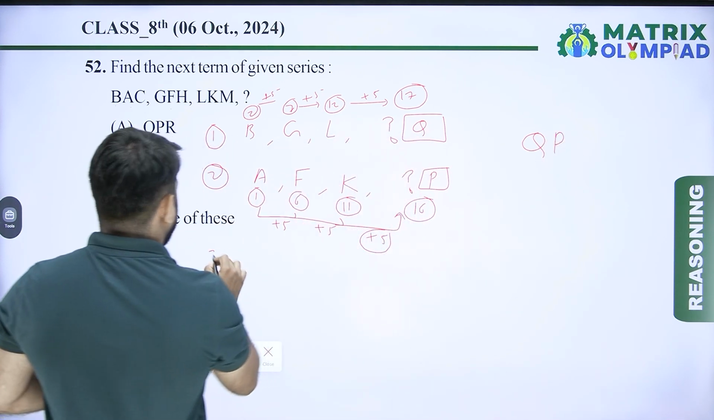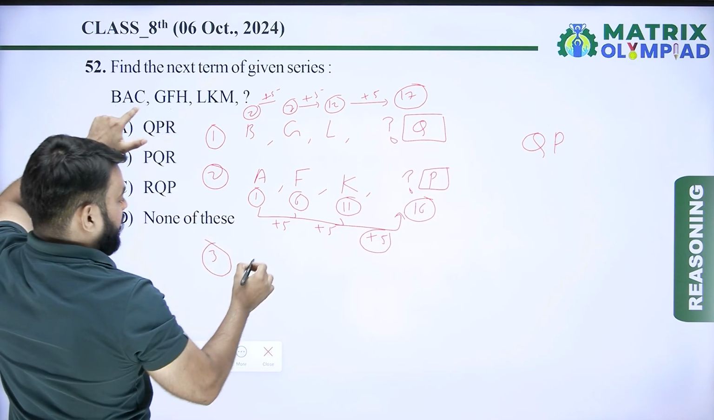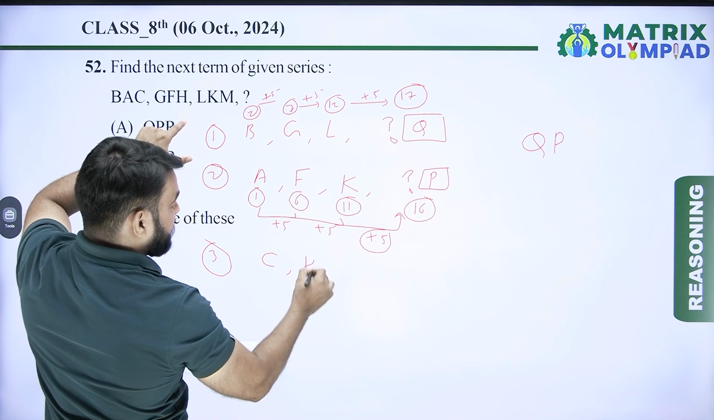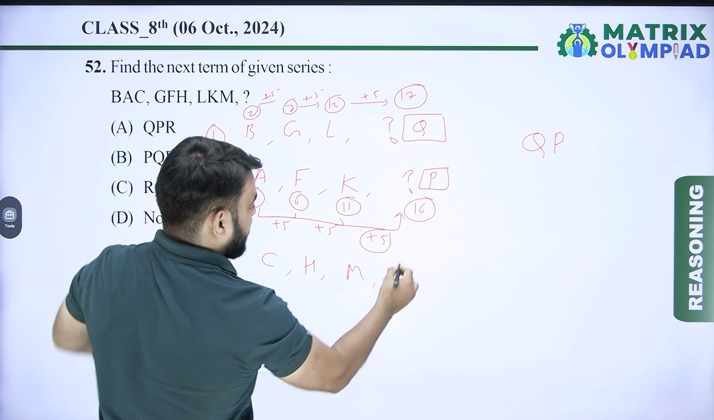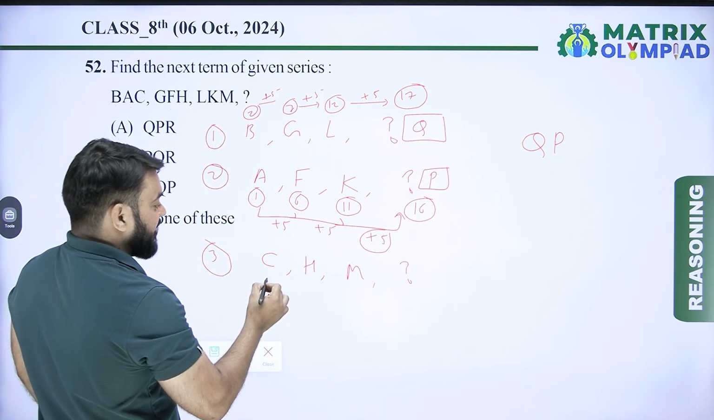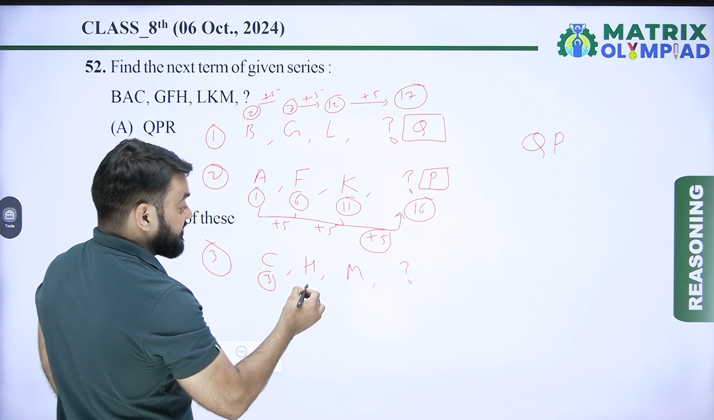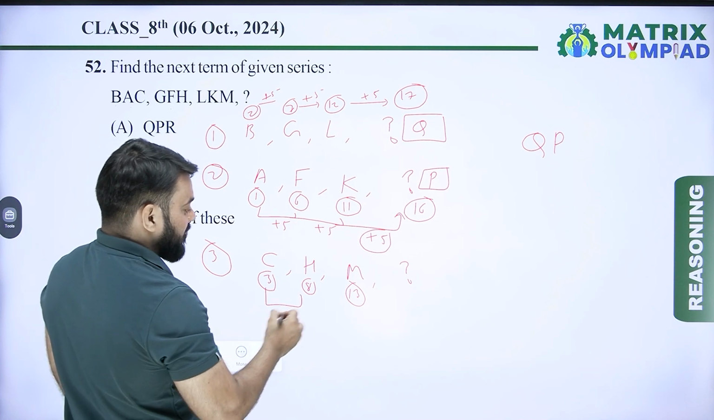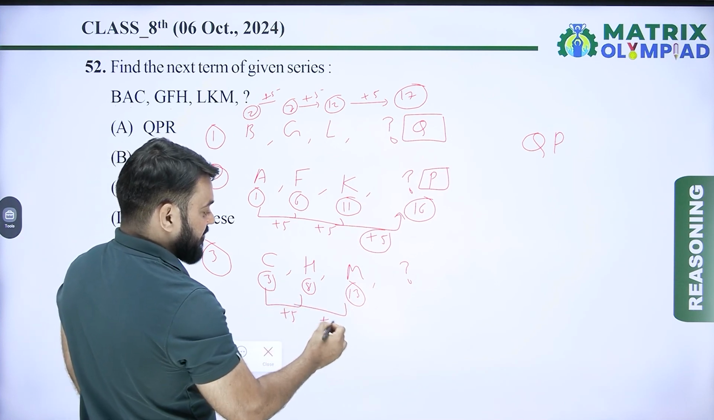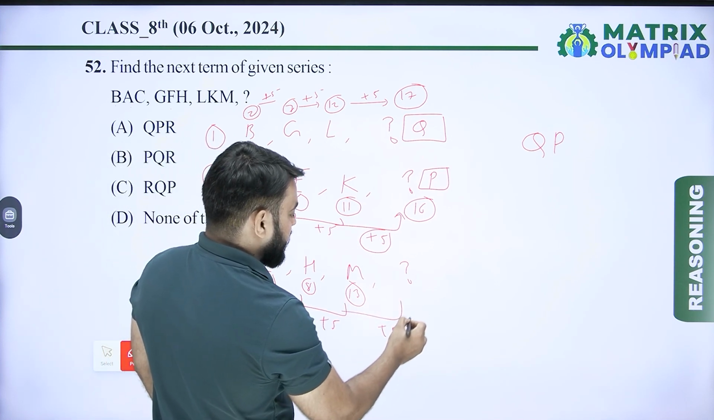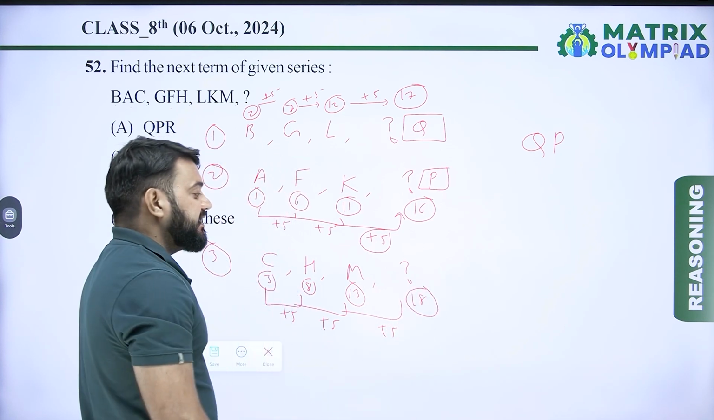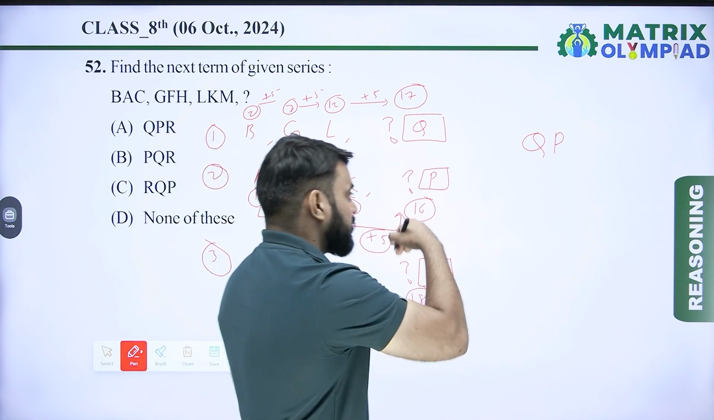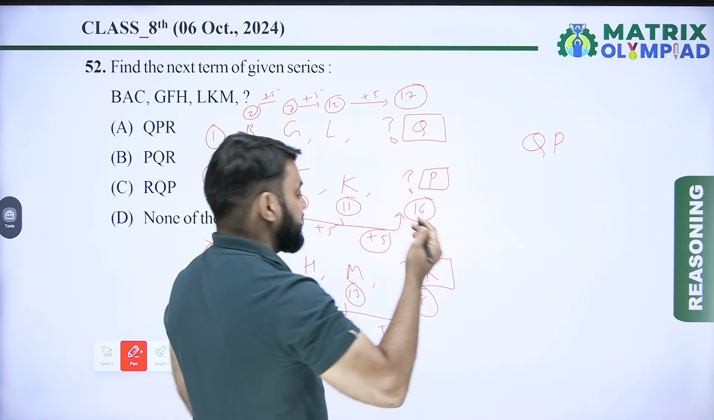Now taking the third alphabet of each term. The third alphabet of the first term is C. The third alphabet of the second term is H. After H next is M and the next is missing. Place value of C is 3. Place value of H is 8. Place value of M is 13. So the pattern is 3 plus 5, it means 8. 8 plus 5, it means 13. Now 13 plus 5, it means 18. So 18 means R, because the place value of R is 18. So the third alphabet of the missing term is R.